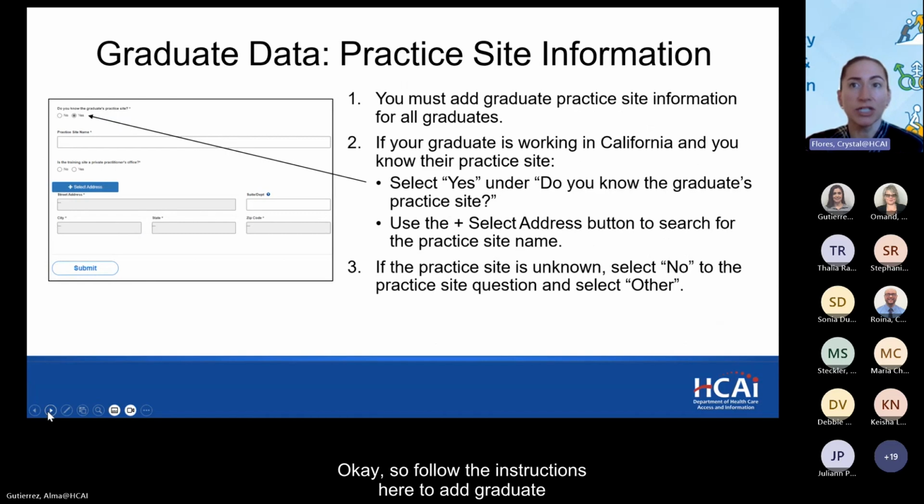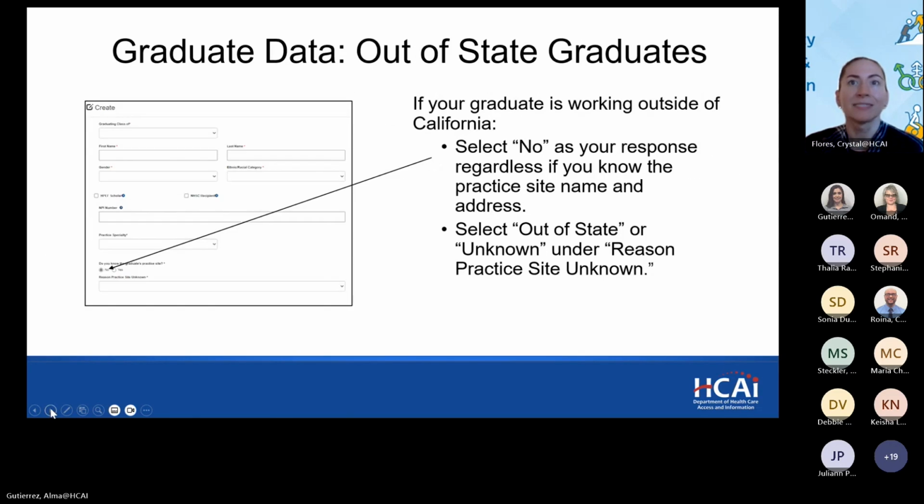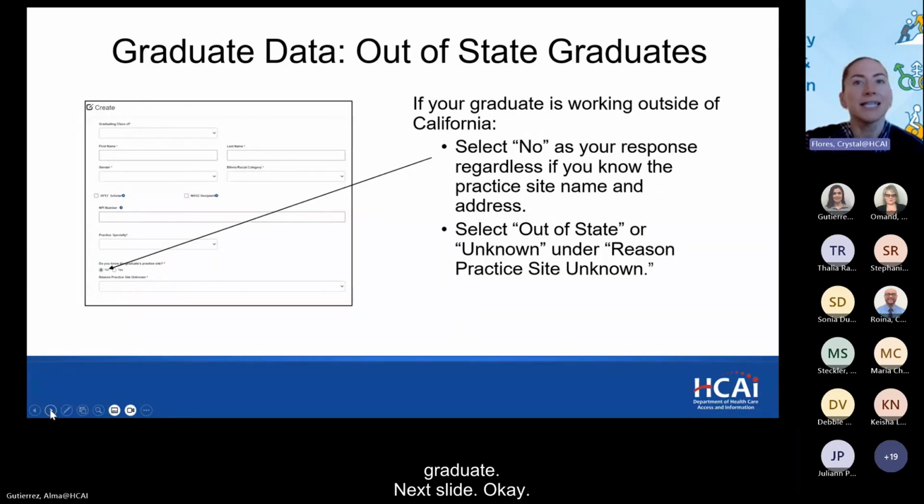Okay, so follow the instructions here to add graduate practice site information. Graduate practice sites in registered nurse shortage areas is part of scoring criteria, and you can refer to the grant guide and the scoring guide for more information. And same here, the graduate records with errors may not be considered for scoring. Next slide. Follow the instructions here if you don't have practice site information for a graduate. Next slide.